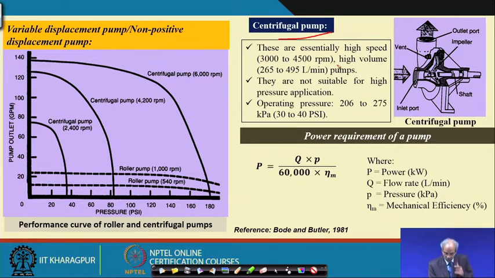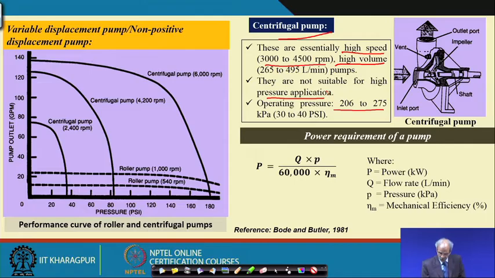generally for high volume, and essentially high speed ones, 3000 to 4000 rpm, and these are for low operating pressures. You can see that low operating pressures, but they are high volume and they are not suitable for high pressure applications. Of course, as I said, these are meant for high volume, low pressure.